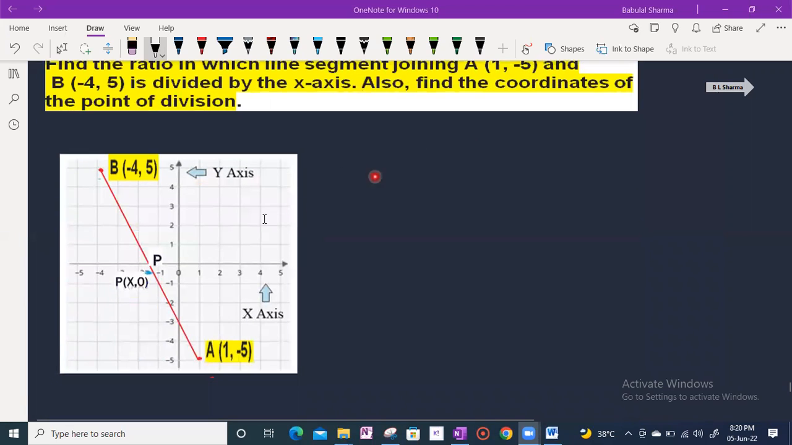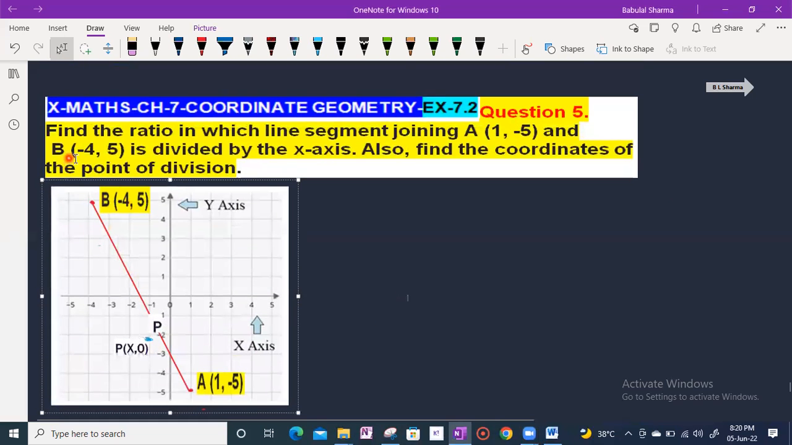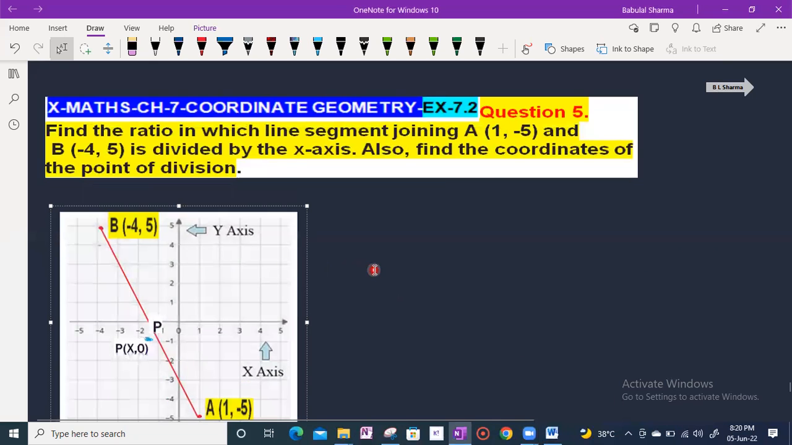Question में ये given है कि यहाँ पे एक पॉइंट A है, that is its coordinates are 1 comma minus 5, so this is 1 comma minus 5. वैसे आपको एग्जाम में ये ग्राफ बनाने की जरूरत नहीं है. I am simply explaining you this only, that is why I am writing here. Yes, and other point B is minus 4 comma 5.